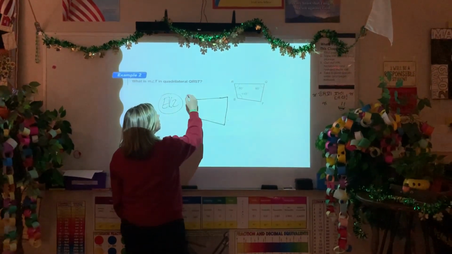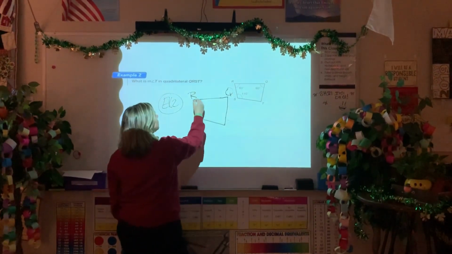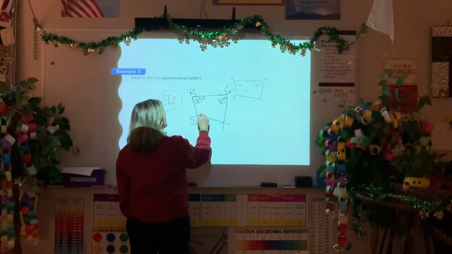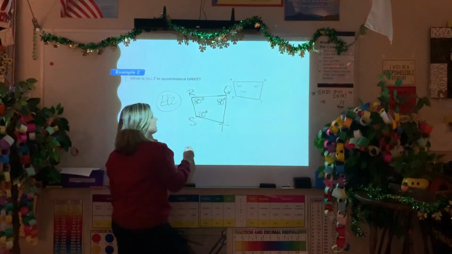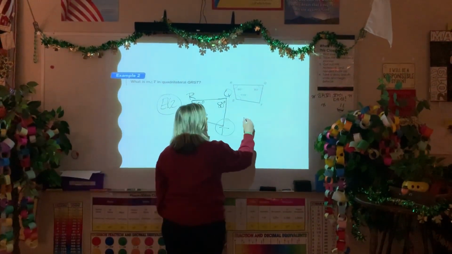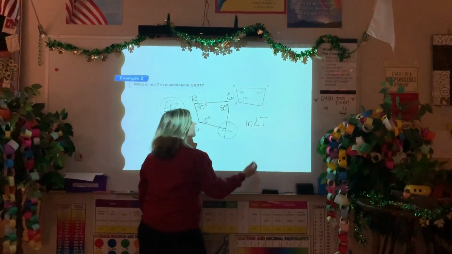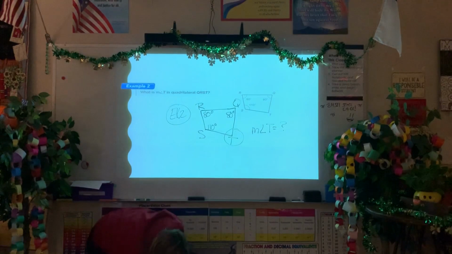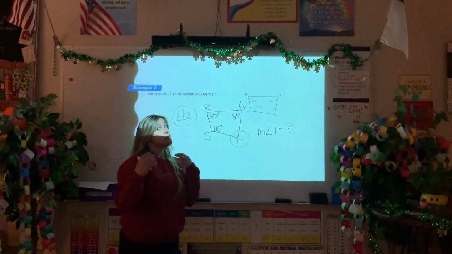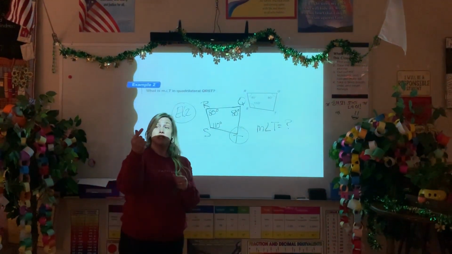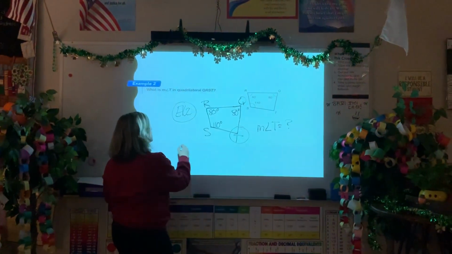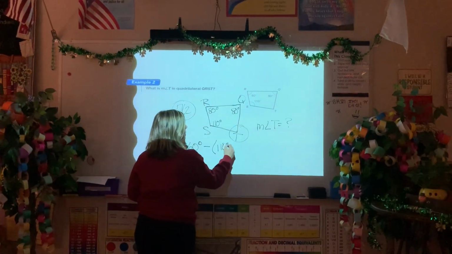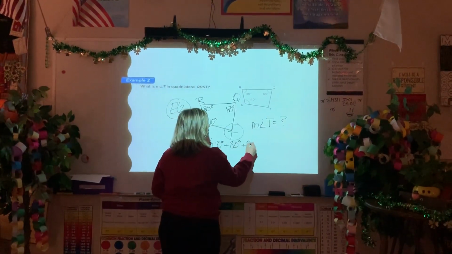Okay, so QRST, and they tell us that this is 80 degrees, this is 80 degrees, and this is 110 degrees. And so we want to find out what is that missing angle T. Remember the 4 angles of a quadrilateral add up to 360 degrees, because 90 plus 90 plus 90 plus 90 is 360 degrees. So we're going to say 360 degrees minus 110 degrees plus 80 degrees plus 80 degrees.